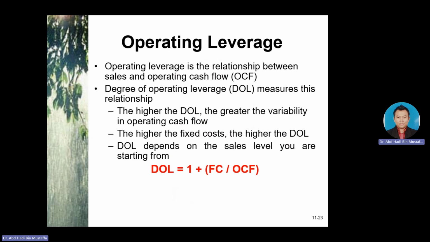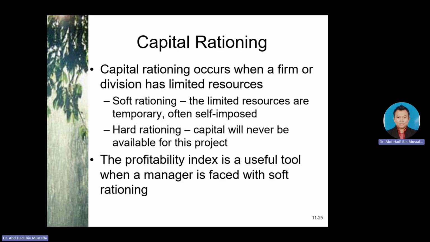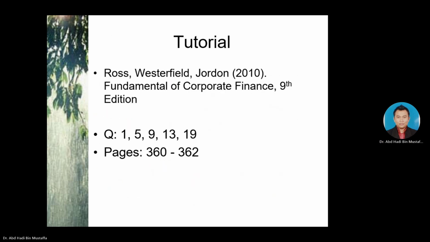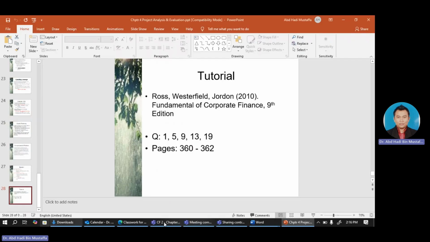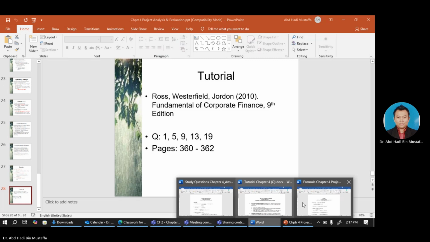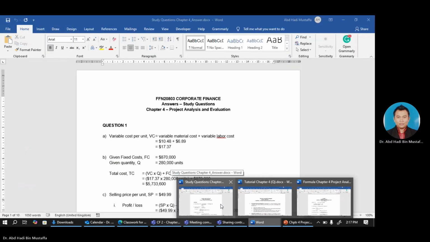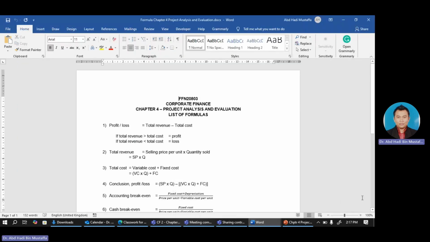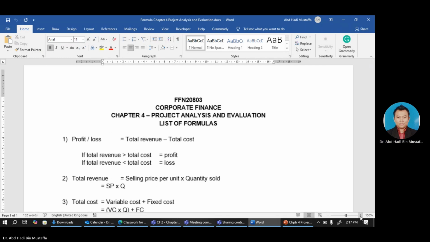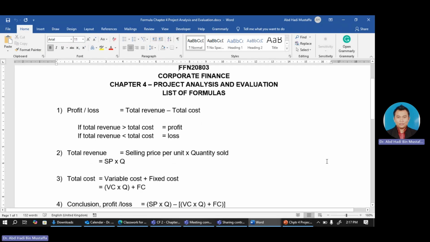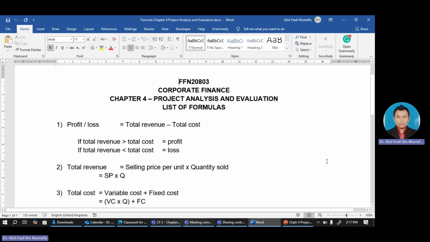And then you also have to calculate the leverage. That means the relationship between sales and operating cash flow. These are the examples. Now, let's go to the list of formulas. You need to understand the formulas before you answer chapter 4.